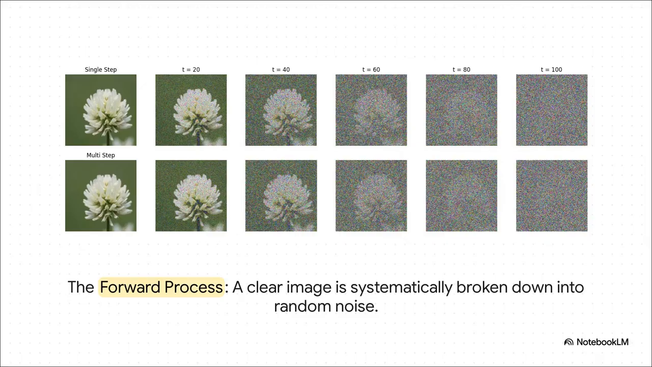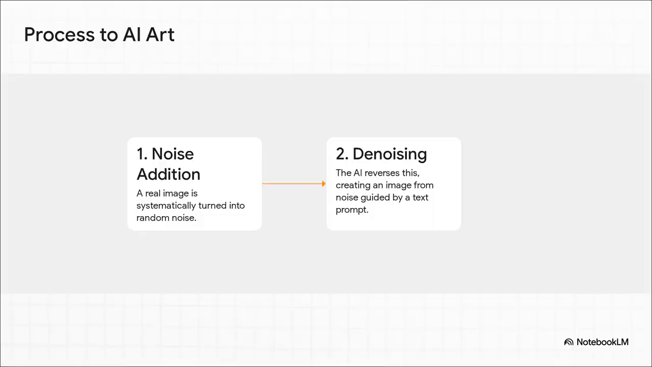And you can see that dissolving process right here. This is what's called the forward process. The AI gets fed a perfectly clear image, like this clover on the left. Then, step by step, a little bit of random digital noise gets added. It gets grainier, more distorted, until at the very end, it's just pure static. The original image is totally gone. The AI does this millions of times with pictures of everything you can imagine, learning how every single thing breaks down into chaos.